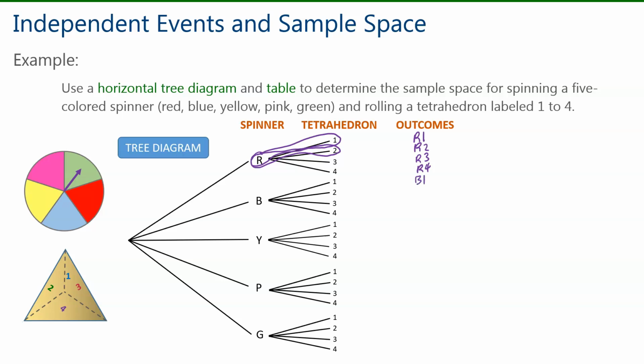And then we do the same thing with our other colors. If I spin a green color and roll a 1, or a green and roll a 2, spin green, roll 3, or spin green and roll 4. All of those outcomes represent my sample space. There are, by the way, if you count them up, 20 possibilities there, 20 possible outcomes. We have constructed the horizontal tree diagram for this example.